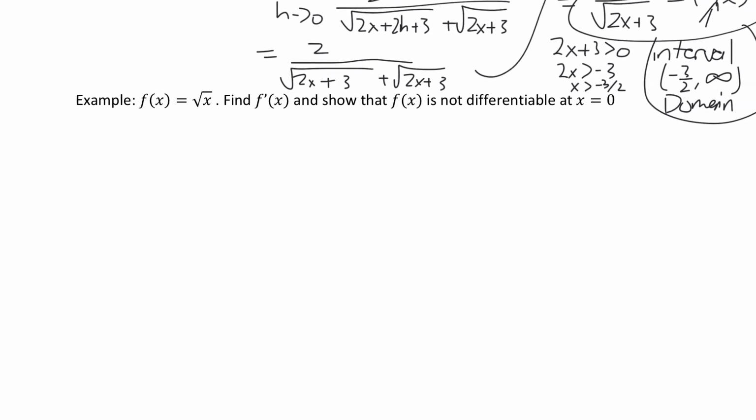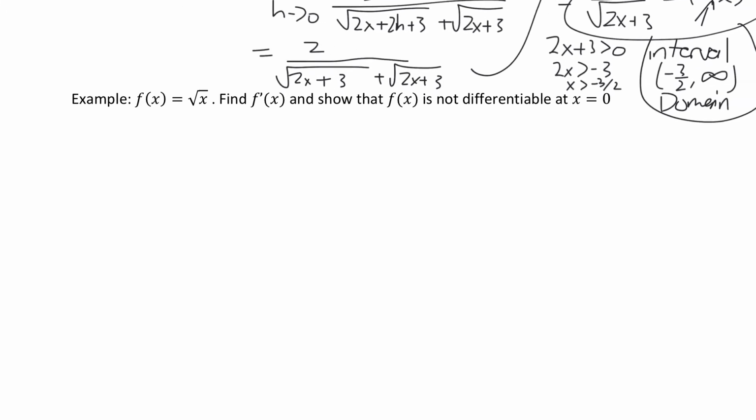We're going to look at the following function. f(x) is equal to the square root of x. We're going to find f prime of x and show that f(x) is not differentiable at 0. In other words, we're going to show that the derivative doesn't exist, or the derivative is not defined. So this is another root example. It's very similar to the other one.